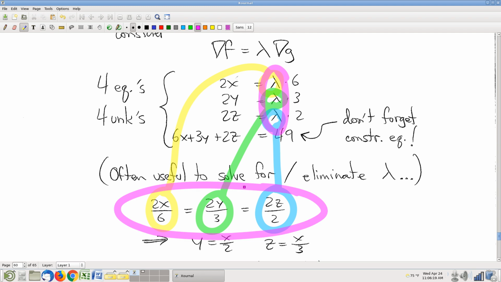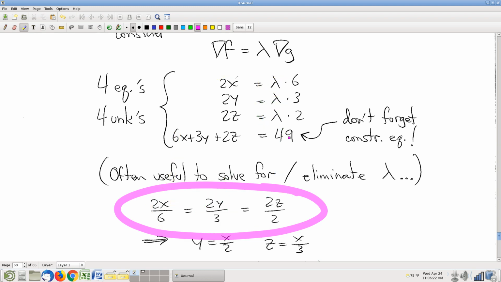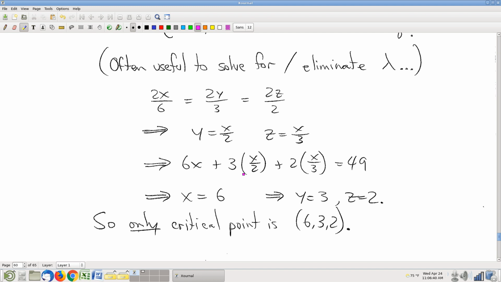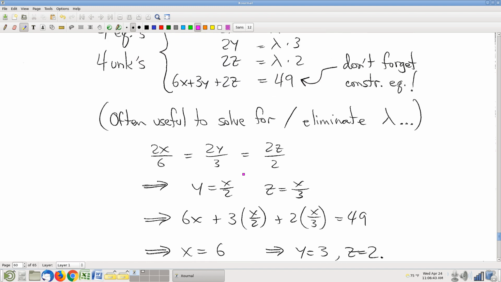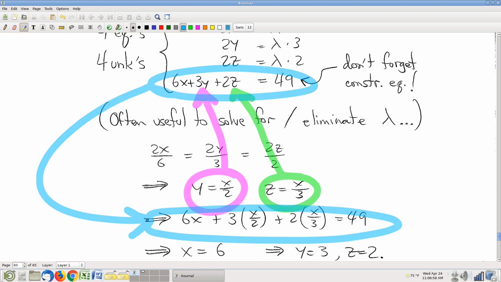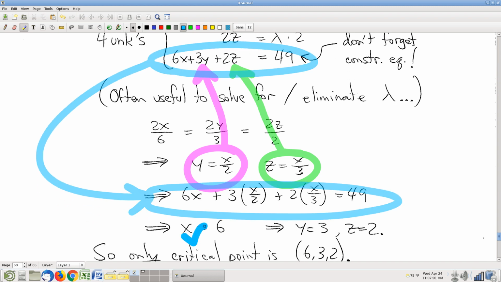Therefore, all 3 of these things have to be the same as well. And now, instead of 4 equations, I kind of have 3 equations. Right? I have, roughly speaking, these 3 equations. Okay, so that's a slick move. Having done that, it's usually just kind of a matter of plugging in at this point. So y is equal to x over 2. Plug that into there. z is equal to x over 3. Plug that into there. Then the constraint equation becomes that, at which point you can solve for x.